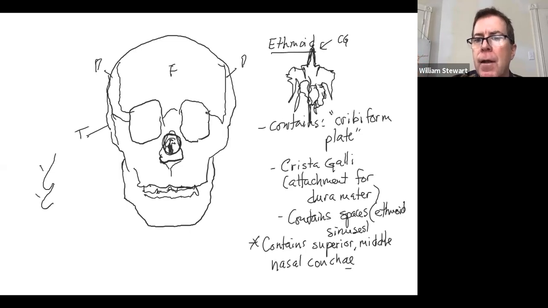There's one below that called the inferior, but it's not included in the ethmoid bone. So I'm going to draw it separately. So those are the nasal concha. They're folds of tissue that swirl, moisten, and warm incoming air when we inhale air through our nose. All right, so I do want you to know that. It also increases surface area for our sense of smell. Okay, that takes care of the cranial bones.